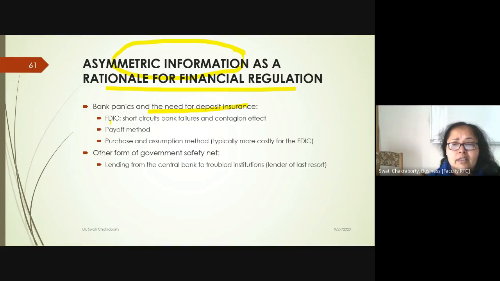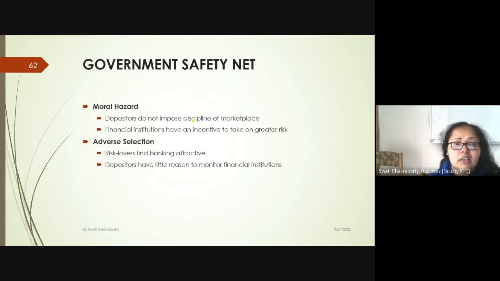So the one is FDIC, where it short circuits bank failures and contagion effect, and payoff method, purchase and assumption method. So these are some of the methods that we have, which help in solving this problem, and it's more costly for the FDIC. And the other form of government safety nets is lending from the central bank to the troubled institutions, so lender of last resort, right? So government safety net is where we talk of moral hazards, where depositors do not impose discipline of the marketplace. That's where the problem comes out.